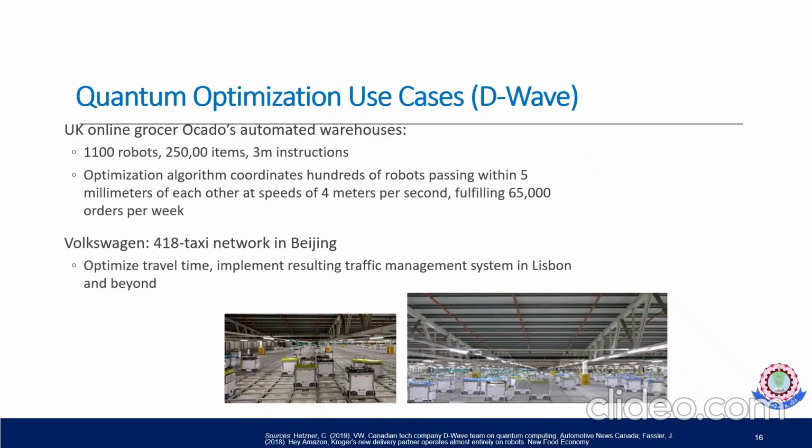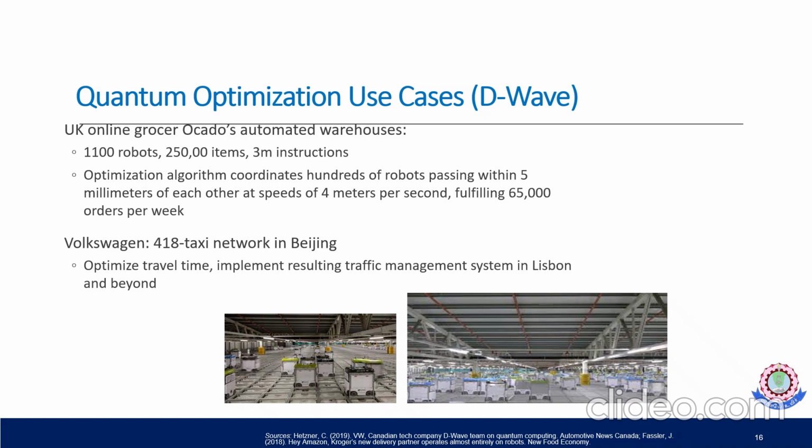So next is quantum optimization use cases, with D-Wave systems, which has been used in a warehousing setup. Here in this figure, we have two examples, where 1,100 robots with 2,050 items in 3 millimeter dimensions, all the instructions are present. Quantum-relevant optimization algorithms coordinate all the hundreds of robots, which pass within 5 millimeters of each other at a speed of 4 meters per second, fulfilling 65,000 orders per week.